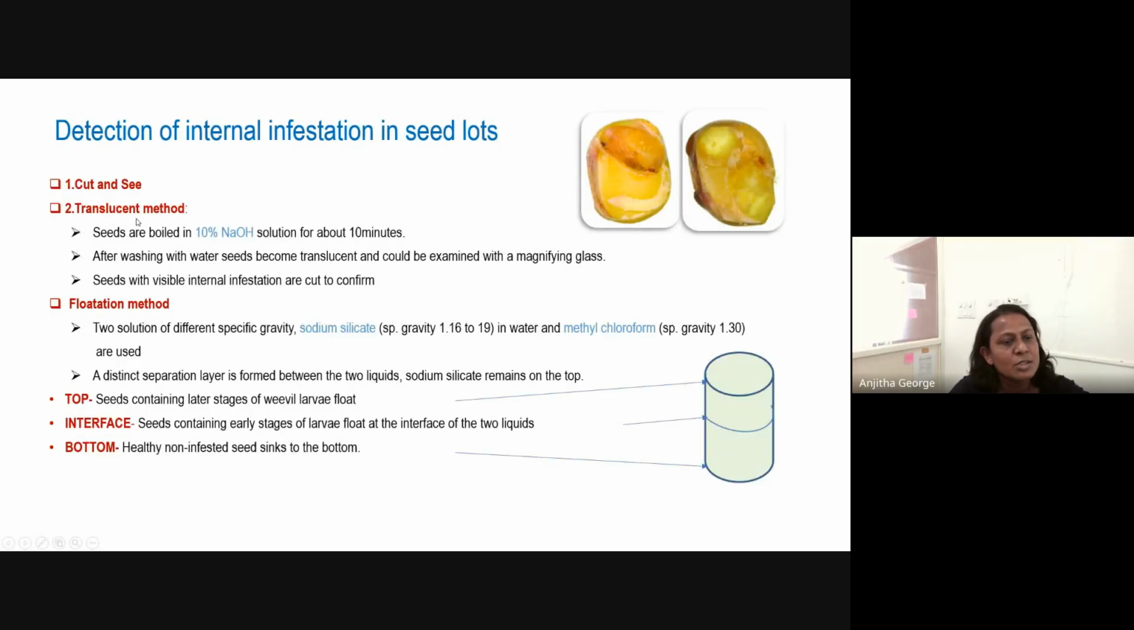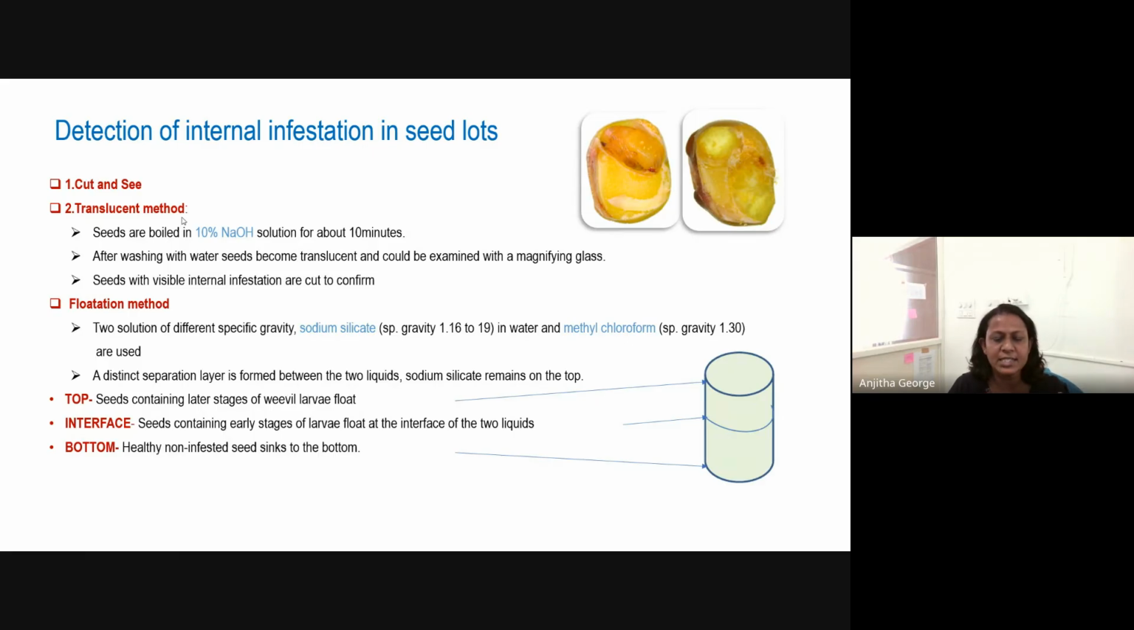The second method is the transclusion method. In this method, a few sample seeds are boiled in 10% NaOH solution for around 5 to 10 minutes. Once the boiling process is over, you have to wash the seeds. By that time, they might have become translucent.